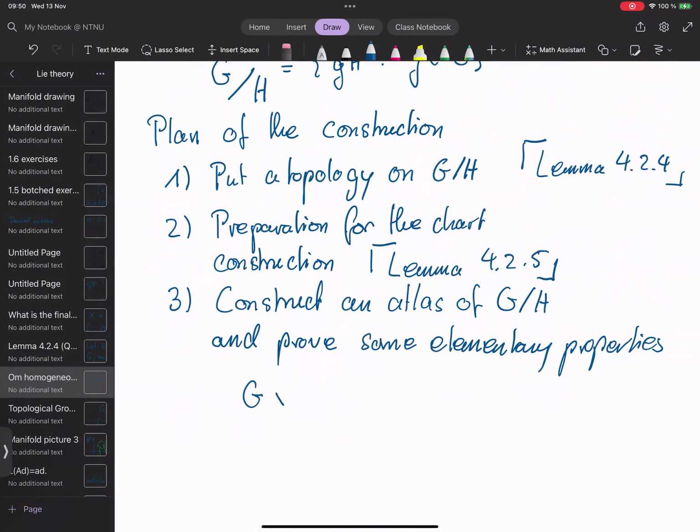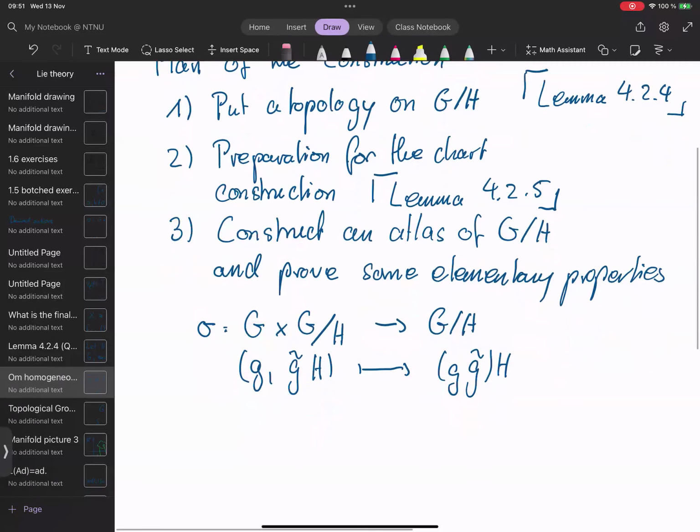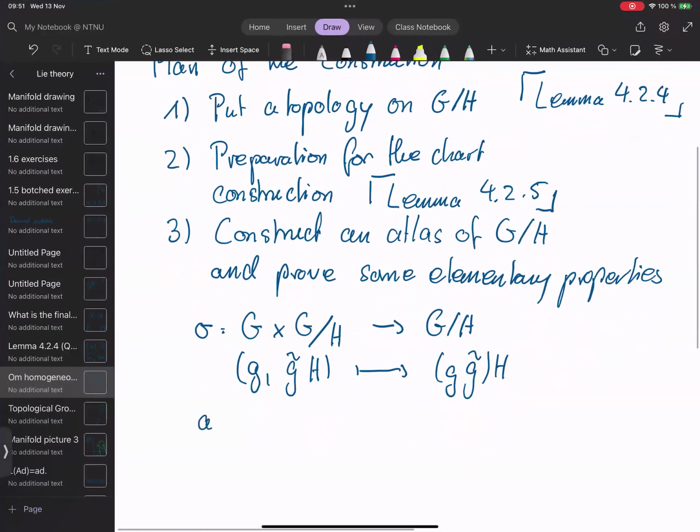Well, for starters, we get a group action on the coset space, which is just, we're taking an element, we're taking a coset for this element. So let's call this g tilde times H. We're sending it to the coset, which is the product of those two things. Okay, so this is a canonical action. Let's call it maybe sigma. And what we want to see is that this is a Lie group action.